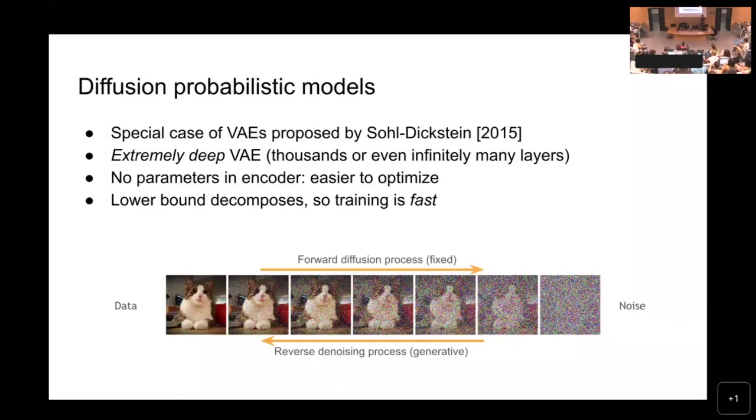Conceptually, what it does is it starts with the data, and then what your inference model, your Q distribution, does is it adds Gaussian noise all the way until you're at the point where you just have basically pure Gaussian noise. And then the generative model tries to invert this process. So it starts with the very noisy data and then cleans it up a little bit, one little step at a time, until you're back at the data.